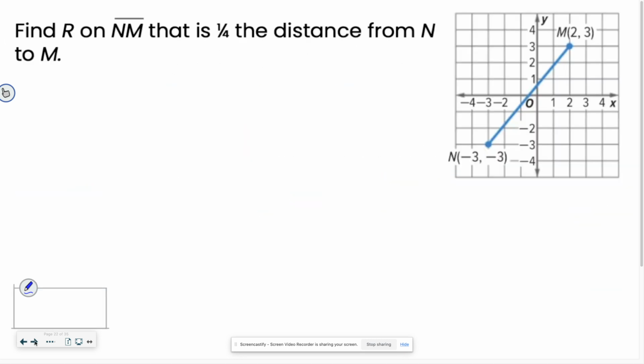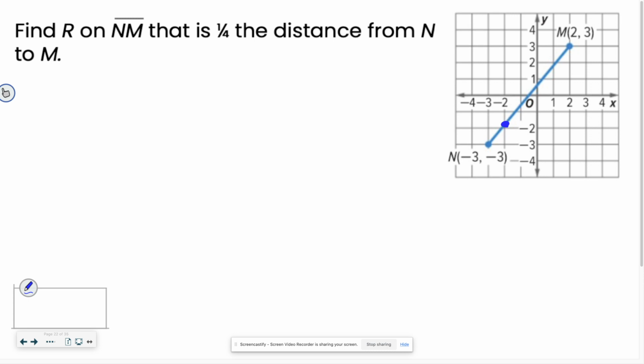Oops, that's yesterday. Here we go. It says find R on segment NM that's 1/4 of the distance from N to M. So again, don't forget we're just doing the same thing twice, once for your x coordinate, once for your y coordinate. You could use a distance formula, but that's way more complicated. You can kind of eyeball it. If I'm at N going towards M, 1/4 of the way is probably somewhere right here-ish. But do I know the exact coordinates? No.